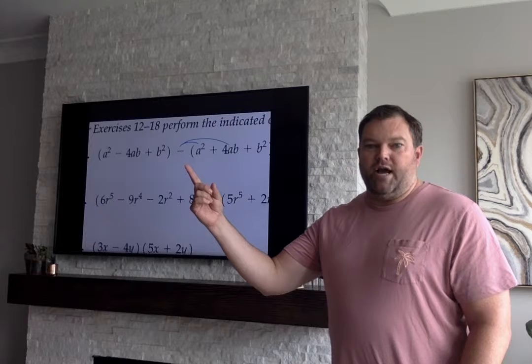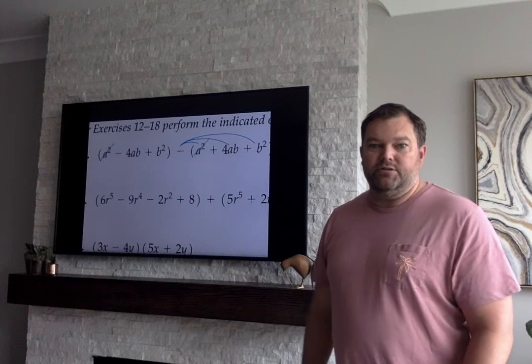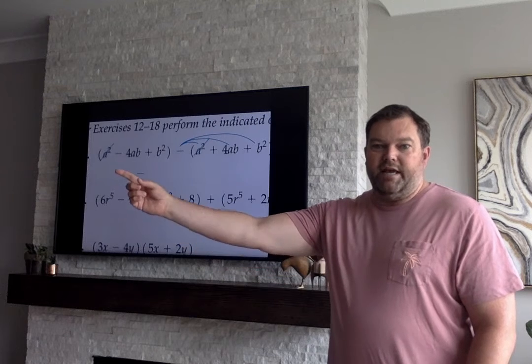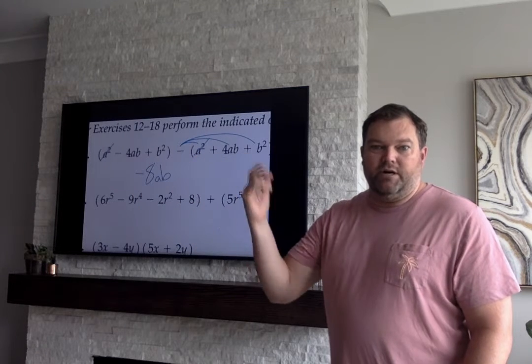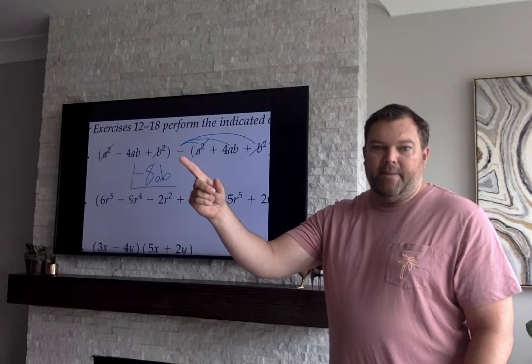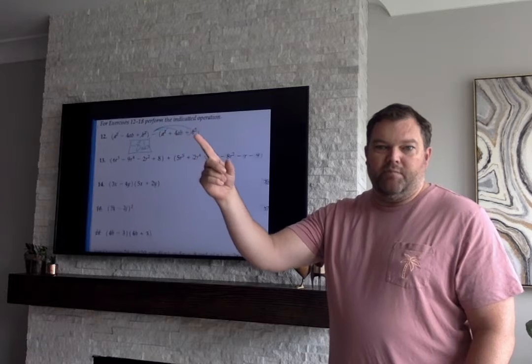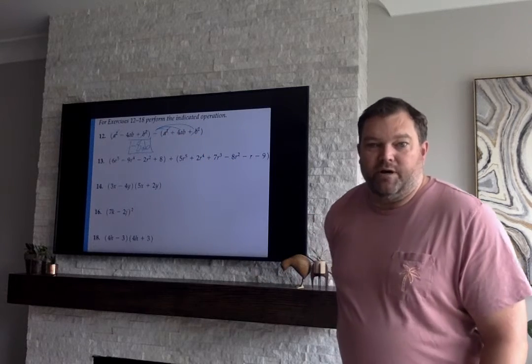So this is a subtraction problem. I've got to make that subtraction go to all of these parts. What's kind of nice is a squared minus a squared cancels. Negative 4ab minus 4ab is negative 8ab. And then b squared minus b squared, they cancel as well.